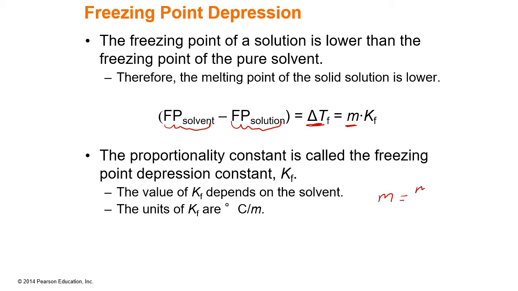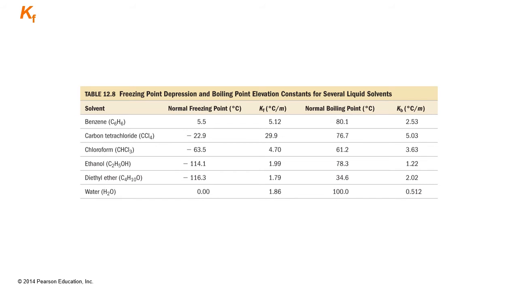So molality, remember, is moles of solute over kilograms of solvent. And there's a proportionality constant called the freezing point depression constant, or KF. It depends on the type of solvent we have, but not the solute that's added. And those units are degrees Celsius per molal. So depending on the type of solvent that we're using, we're going to have different KF values, and when we get to boiling point, we also have different KB values. So that KB is the boiling point elevation constant.